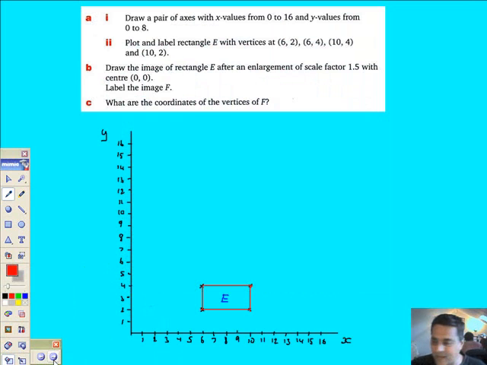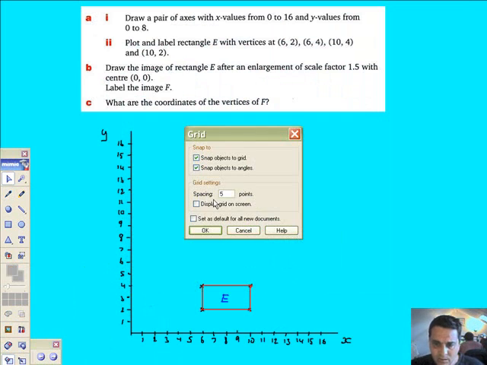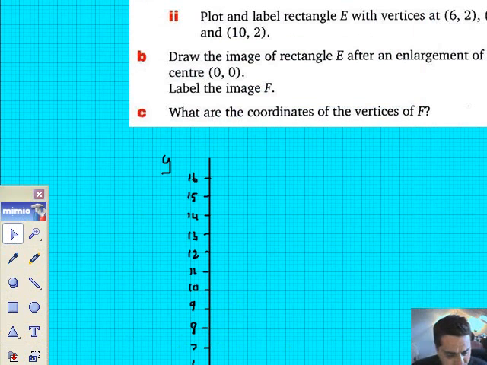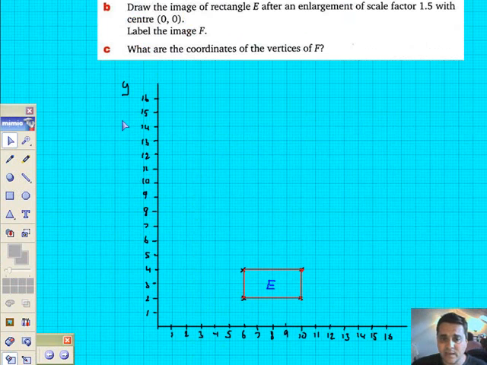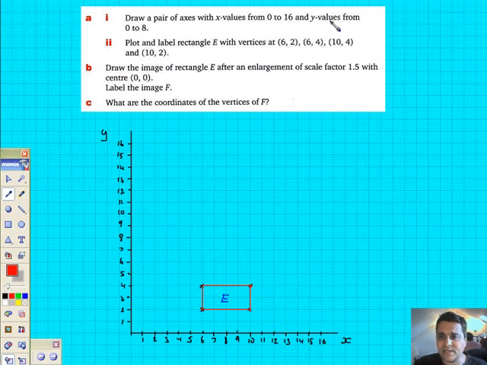Right, here's a question I began. Let me just put the grid back on here. Grid, display on screen. There you go. Makes sense now, doesn't it? Right, this is question 3. It says draw a pair of axes from 0 to 16. Well, I've done that, haven't I? I've gone 0 to 16 all round. It says go 0 to 16 for the x values, so 0 to 16 there, and y values 0 to 8. Well, I went up to 16 anyway for the fun of it.